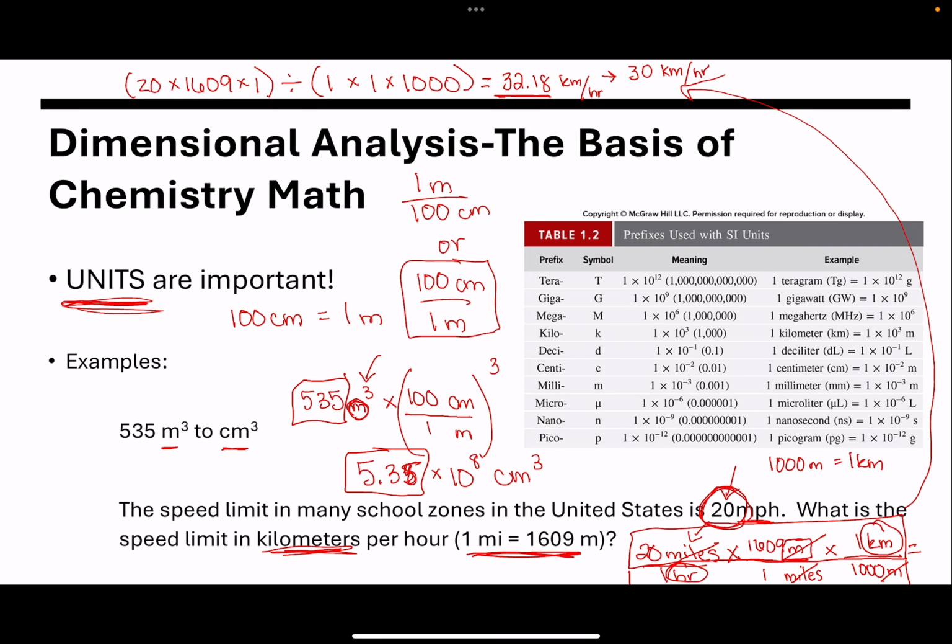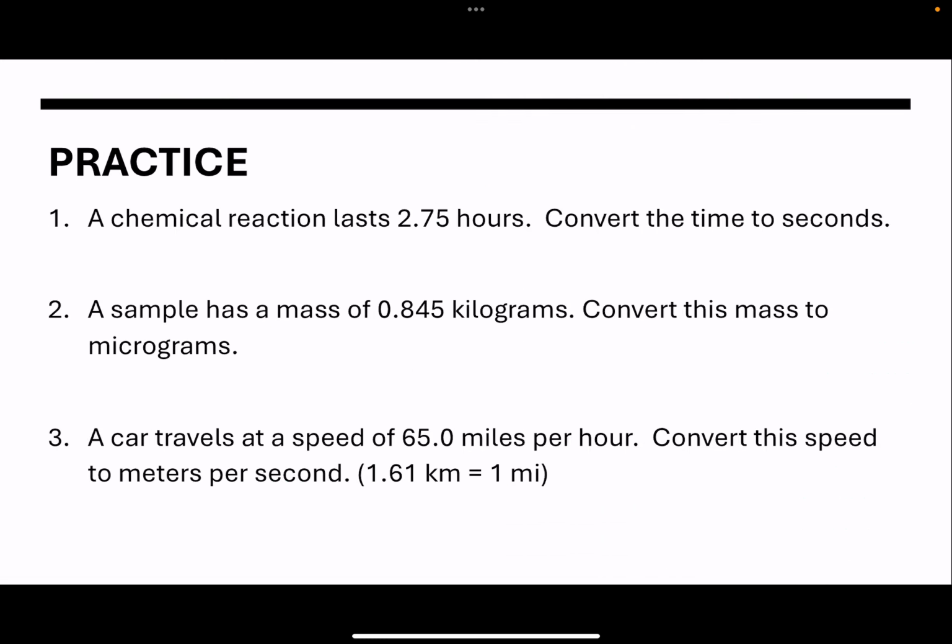Okay, let's work a few more problems here on the next slide. Here are some practice problems. Again, I suggest that you pause the video for a few minutes, try to work out these problems, and then come back and check your answers.